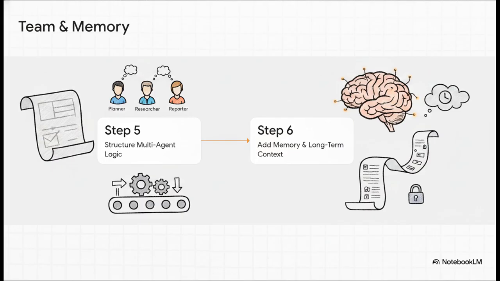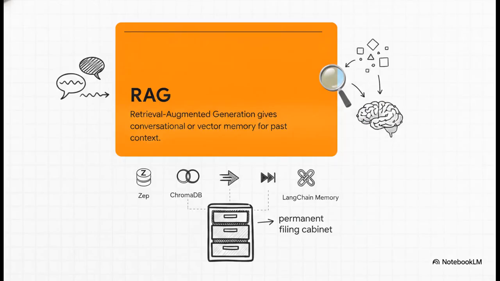Then we hit step 6, adding memory and long-term context. Think about it. If your agent is working on a month-long project, does it need to remember what happened on day 1? Absolutely. Otherwise, it's starting from scratch every single time you talk to it. So how do we solve that memory problem? The secret sauce is RAG, or Retrieval Augmented Generation. This is how you give your agent long-term context.